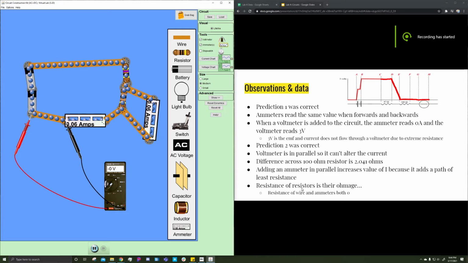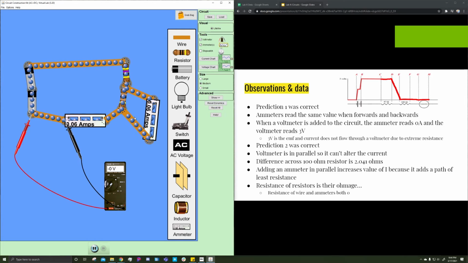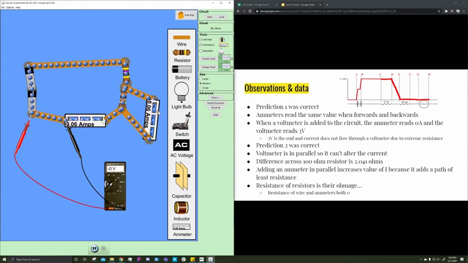Now, another question that was posed is what would happen if we added an ammeter in parallel in the circuit, and what happens is the current increases and reads 0.06 because the current now has a new path of least resistance. Instead of going through this resistor, it can go through this perfect ammeter that has no resistance and move faster. And of course, the last question of this section asks what the resistance of each part is. The resistance of the resistors is 47 and 100, as depicted in the given data. However, the resistance of the wire and ammeters are both 0.